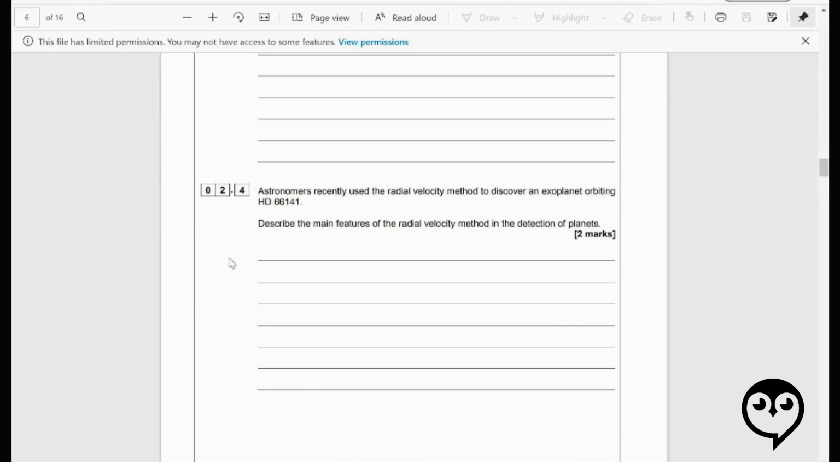Okay, and moving on, astronomers recently used the radial velocity to discover an exoplanet orbiting HD 66141. Describe the main features of the radial velocity method in detection of planets. Well, typically, if you've got a star and a planet, in our solar system maybe we don't see this because 99% of the mass of the solar system comes from our sun. But if this is a smaller star and a larger planet, maybe they have a common center of mass somewhere. And even if it's close to that star itself, we can see as they rotate around this common center of mass that this star will be moving towards us and away from us if we are looking in the plane of the orbit.